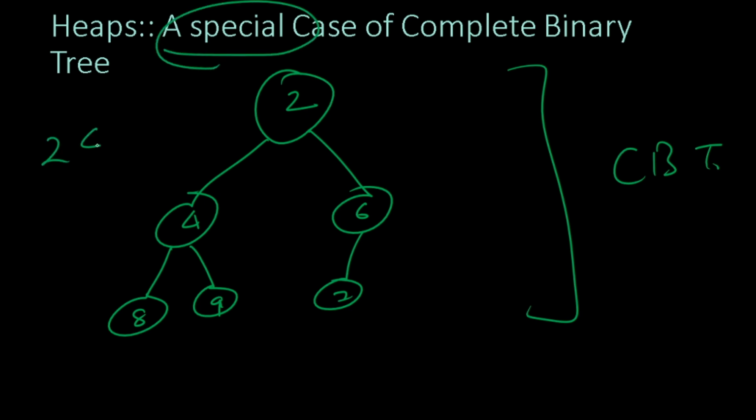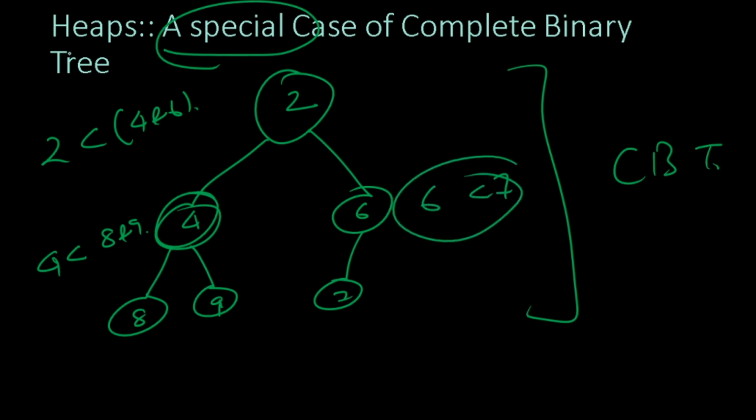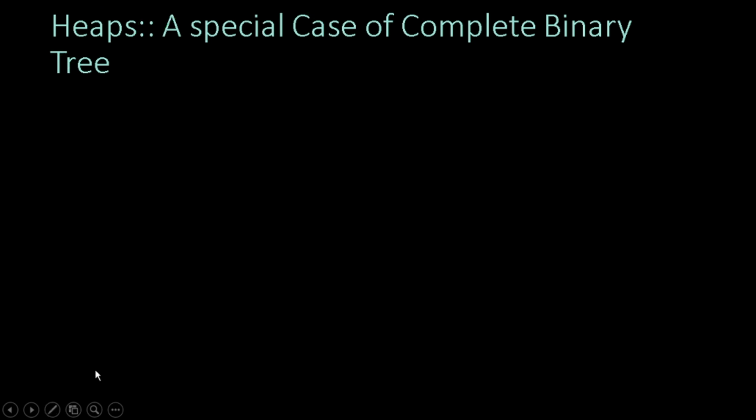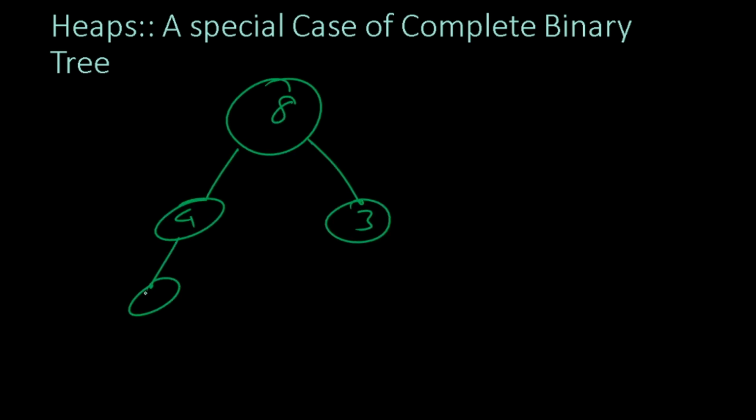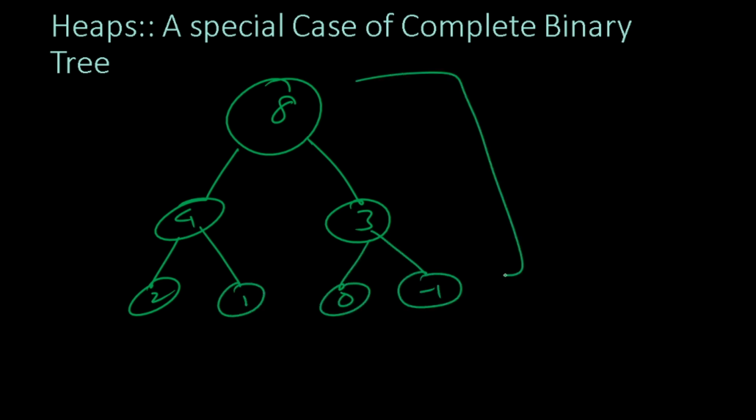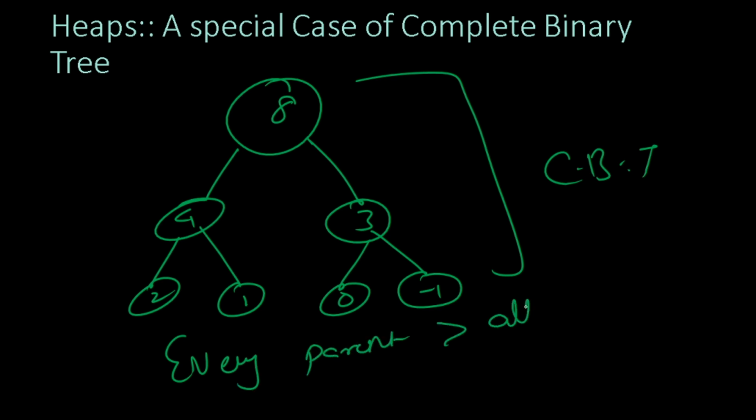2 is less than 4 and 6. 4 is less than 8 and 9. 6 is less than 7. Therefore, it is a minimum heap, min heap. Now, in case of a max heap, let us introduce 8, 4, 3, 2, 1, 0, minus 1. So this is a CBT, a complete binary tree, and every parent is greater than all children.